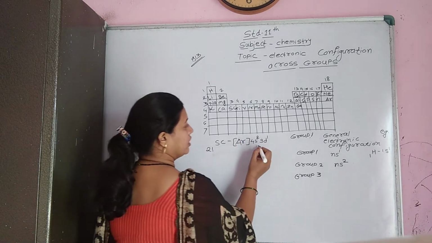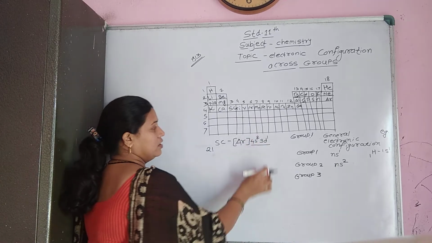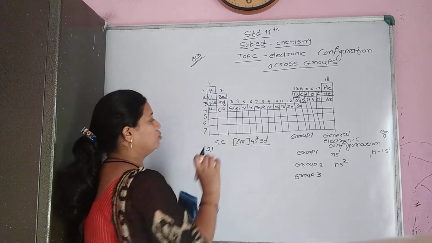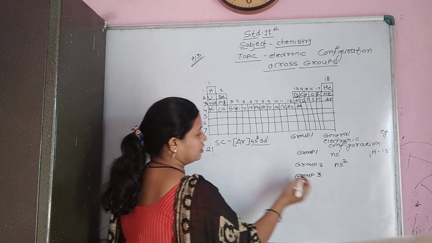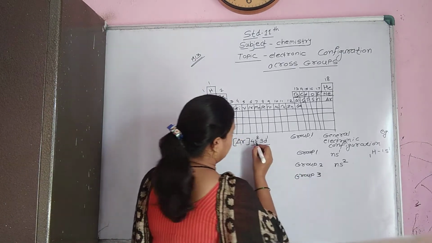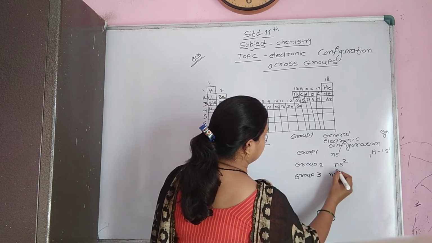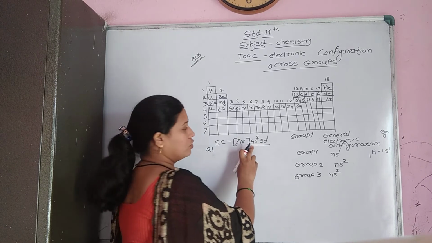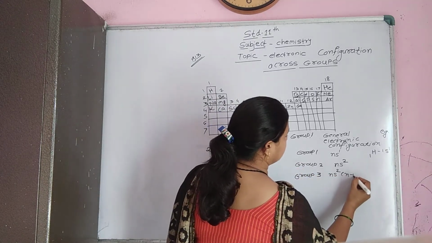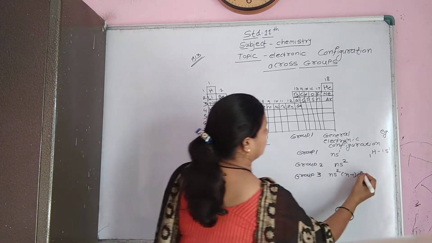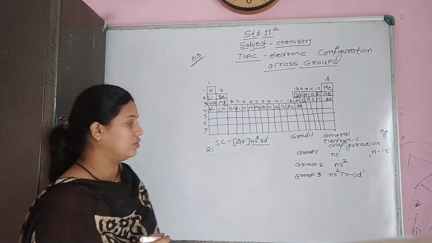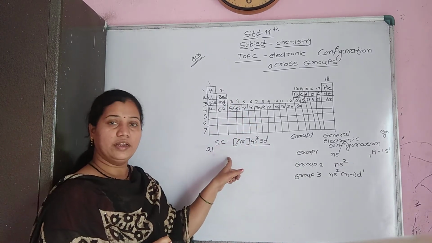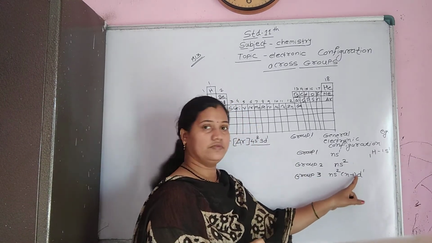When we observe the electronic configuration, we find the repetition as we go further in the groups. From this, the general electronic configuration of group 3 is ns2, and 3 is one number less than 4, so (n minus 1)d1. This is the general electronic configuration of the elements in group number 3: ns2, (n minus 1)d1.